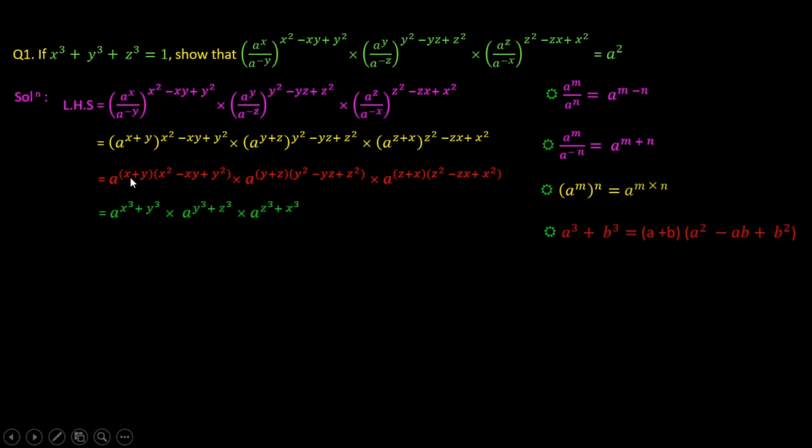So let's use it. It's seen like this. Okay, so it is in the form with x as a and y as b. If you compare this part and this part, you will get a cube plus b cube. So here the formula gives x cube plus y cube. Similarly, when we compare this with this formula, you will get y cube plus z cube, and when you compare this with this part, you will get z cube plus x cube.